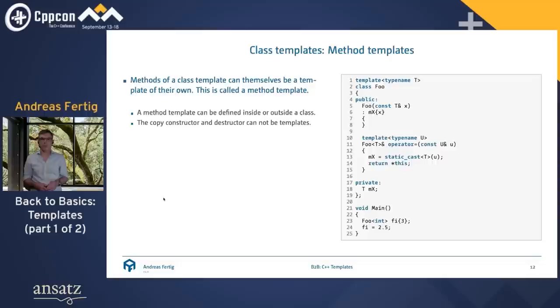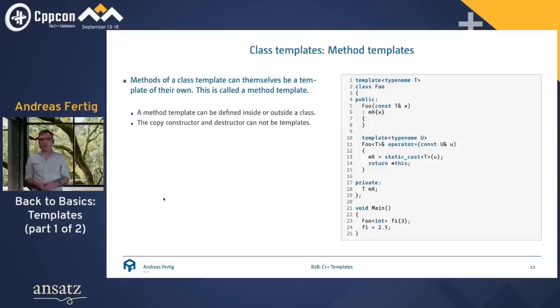So here I have this method template, and it defines an operator equals, which returns a reference to such a Foo type, which this class template is of, and it takes a const U reference. And internally, it does a static cast on that passed in parameter u to my class template's type T, and then returns a copy of this, or dereferenced this. And this is essentially a conversion operator. It converts everything that responds, of course, to a static cast from U to T.